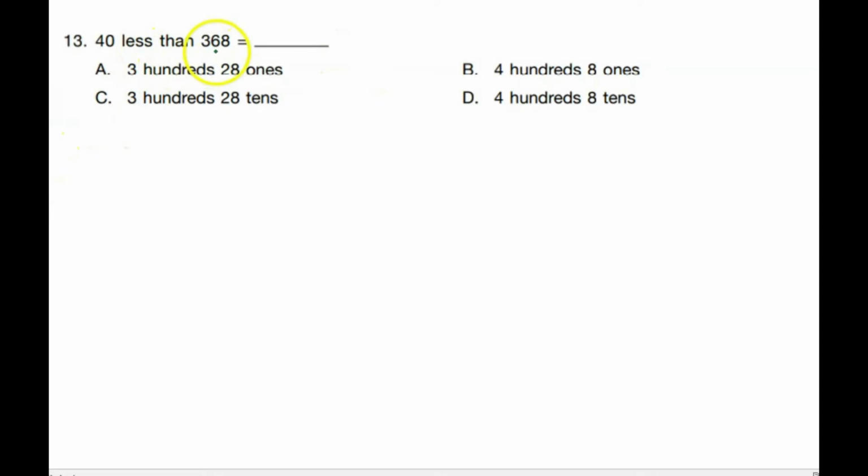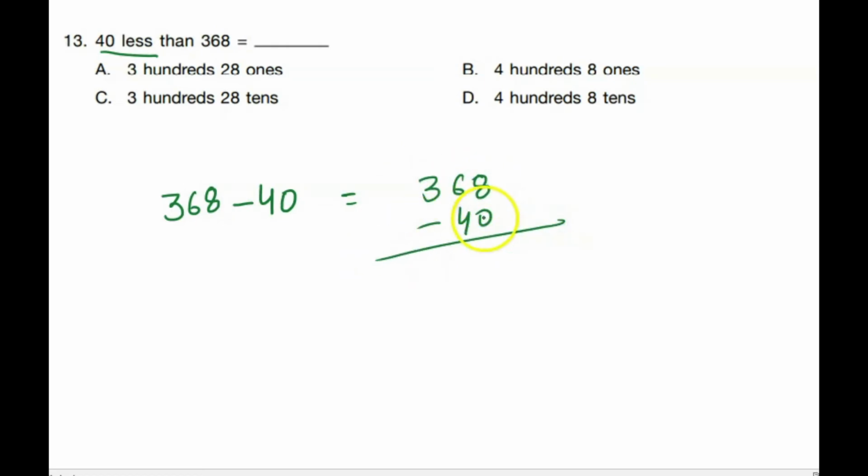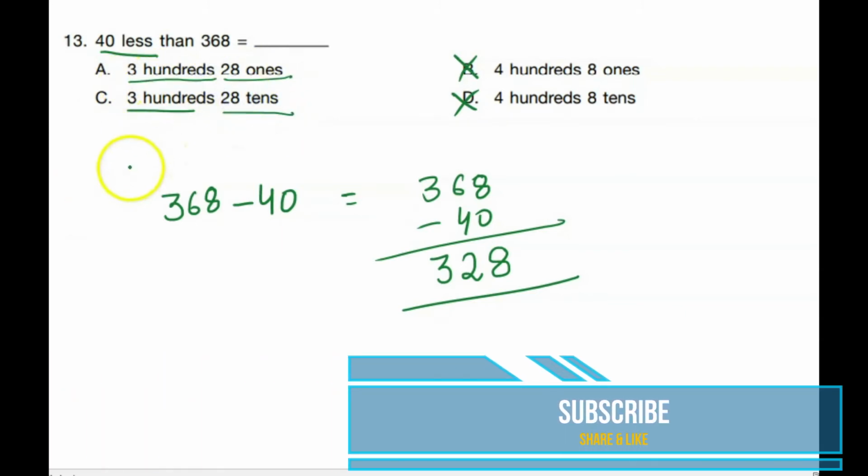For e less than 368. For e less, we have to subtract 40 from 368. Okay, let's do 368 with the vertical method of subtraction. 8 minus 0 is 8, 6 minus 4 is 2 and 3 bring down, 328. So 400, these two are wrong. Now we have 328 tens and 328 ones.